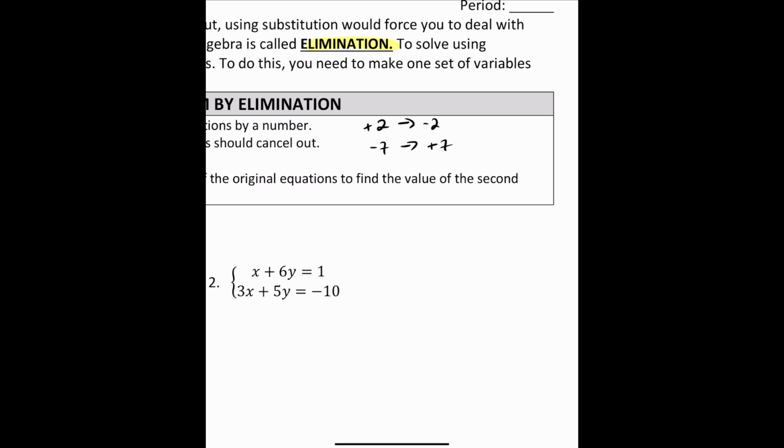So if I were to give you a more specific example or two, let's say I give you something like 2x, the opposite of that would be negative 2x. And if I said negative 5y, then you would say the opposite of that would be positive 5y.